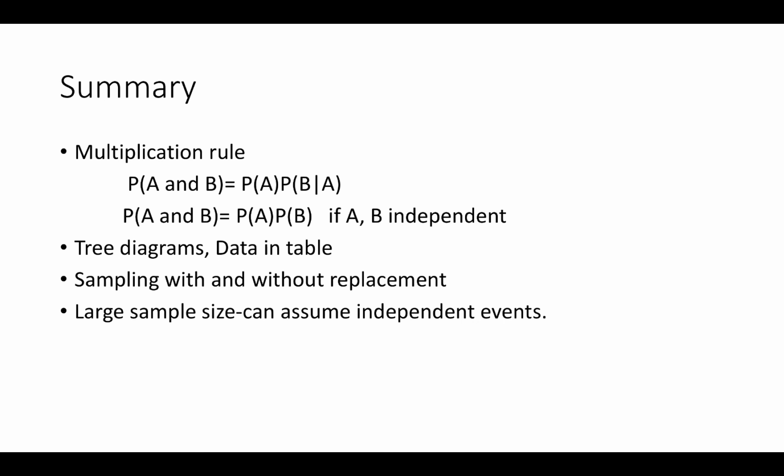Okay, as a summary, we've looked at the multiplication rule for dependent and independent events. We looked at tree diagrams as a way to analyze and write down the various outcomes with their probabilities and the conditional probabilities. If we have the data in tabular form, we can read those conditional probabilities right off the table, and we can read the AND probabilities as well. We also covered sampling without replacement and large sample sizes. So that concludes multiplication rule and conditional probability. These two last videos kind of go together.